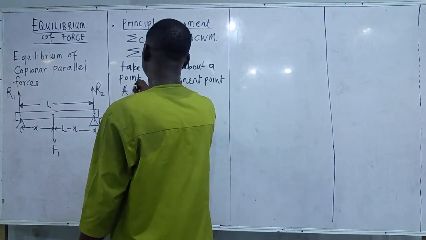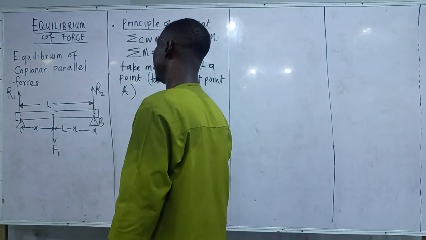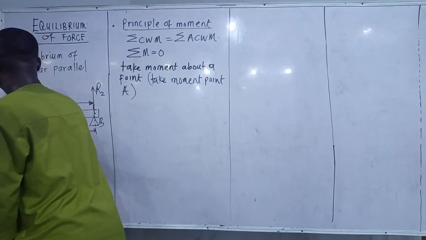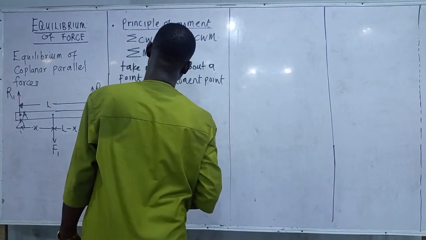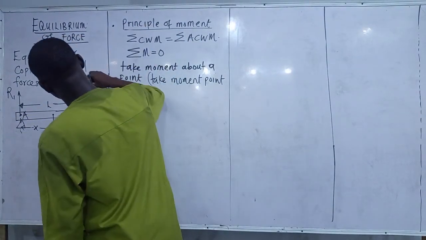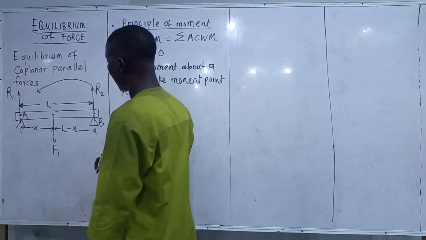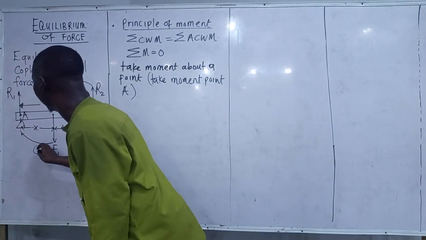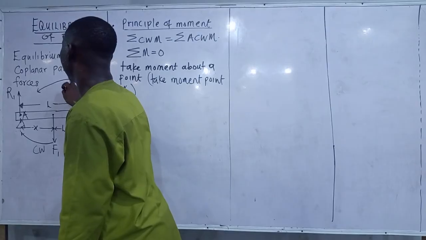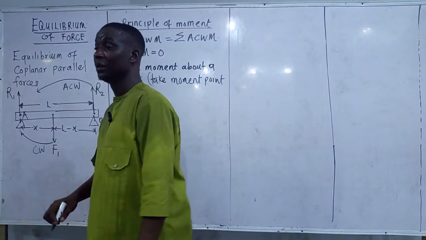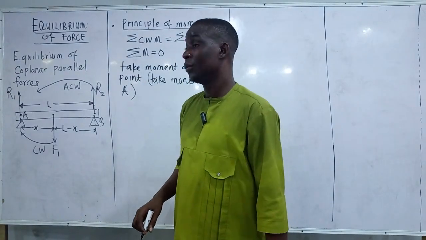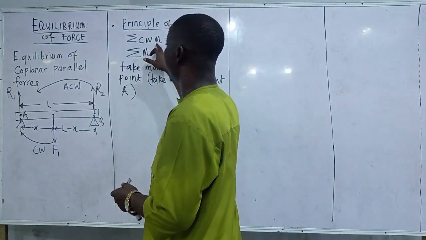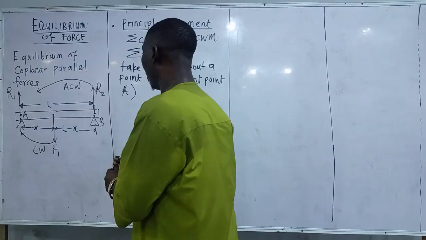Now, if we take moment about point A, what I want to do is that this point A, forget. This one will go there. This one will come like this. This will now be clockwise. This is anti-clockwise. So that is what is happening now. When we take moment, we are concerned about moment. So clockwise moment. So what do we want to do now?